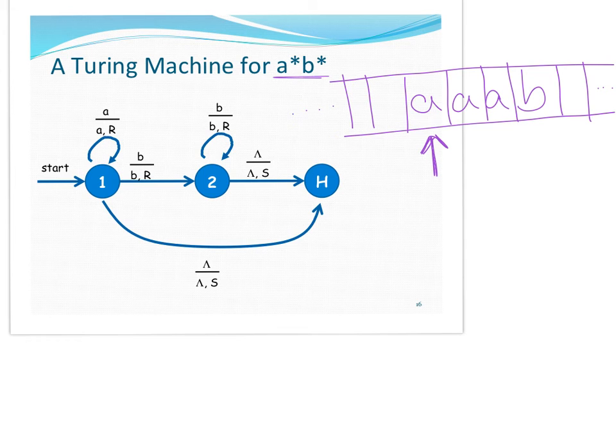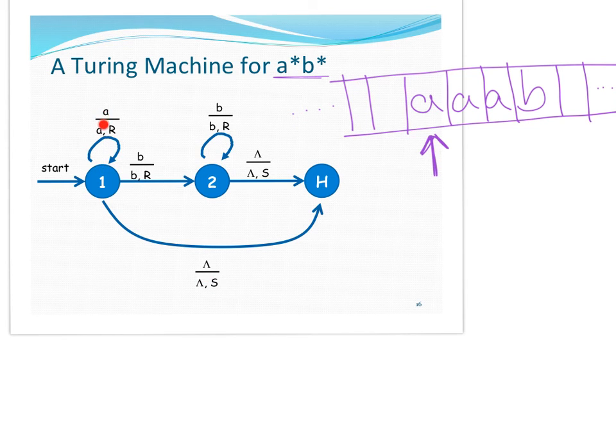We start at state 1. At state 1, it tells us if the tape head is pointing to A, then replace it with an A and move the tape head one cell to the right. That's our only option right now, because this other one says if the tape head is pointing to a B, and this one says if the tape head is pointing to a lambda. This is not a free jump like in an NFA. So the only transition we can take is this one.